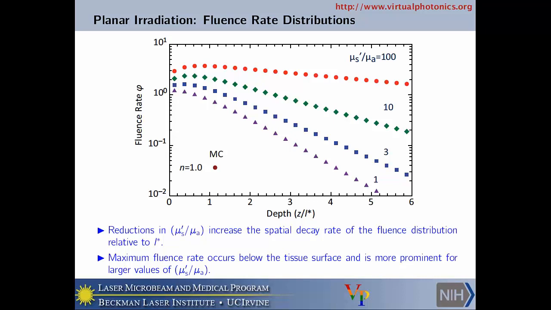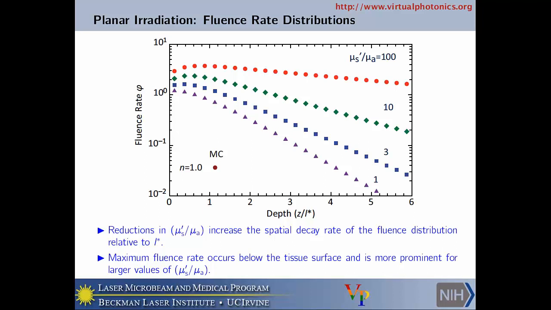The symbols here are Monte Carlo simulations, so this is a gold standard. You can see by the smoothness of these results that the variance is very small. In all of these cases, the variance is smaller than the symbol size. Here I'm looking at a case where there's no refractive index mismatch between the tissue and the surrounding medium. So kind of mimicking, say, I submerged my tissue in an aqueous bath, and it's basically refractive index matched, or you put some sort of matching oil between your detector and your tissue. So this is what the results look like.